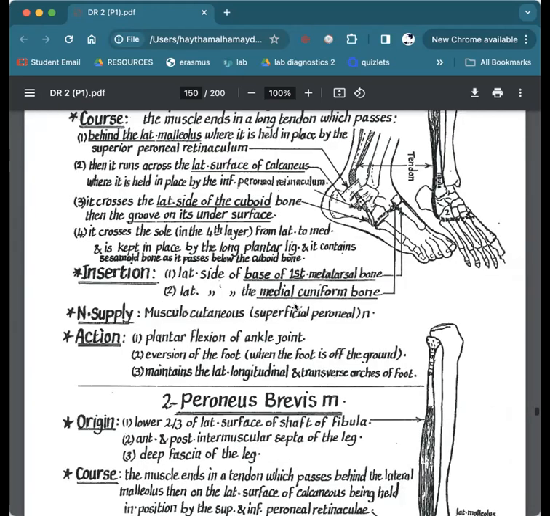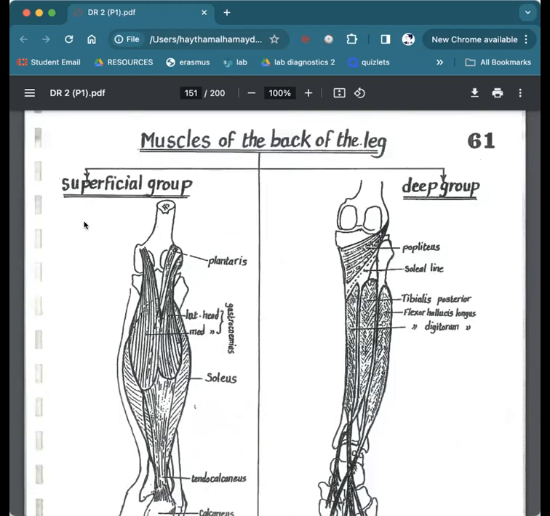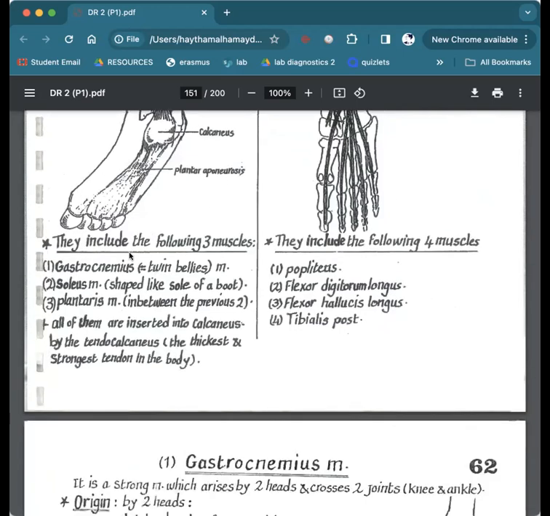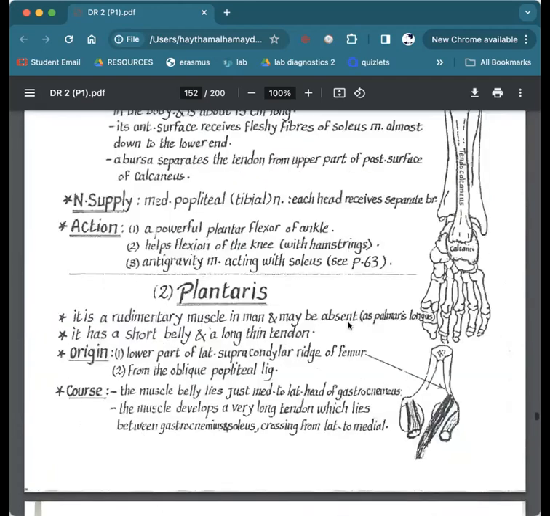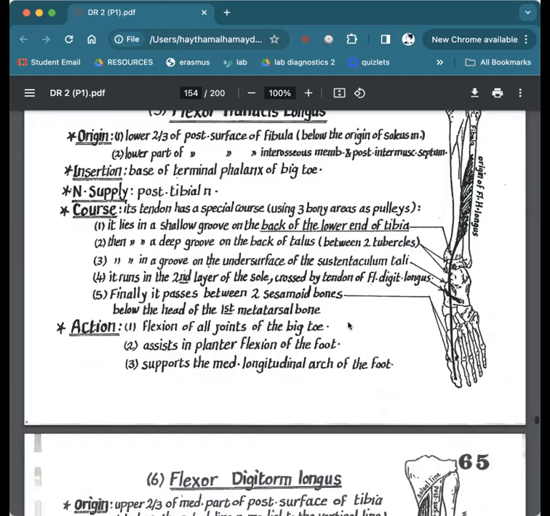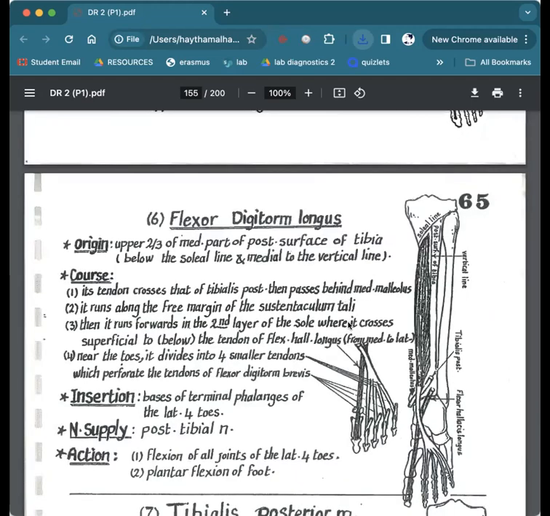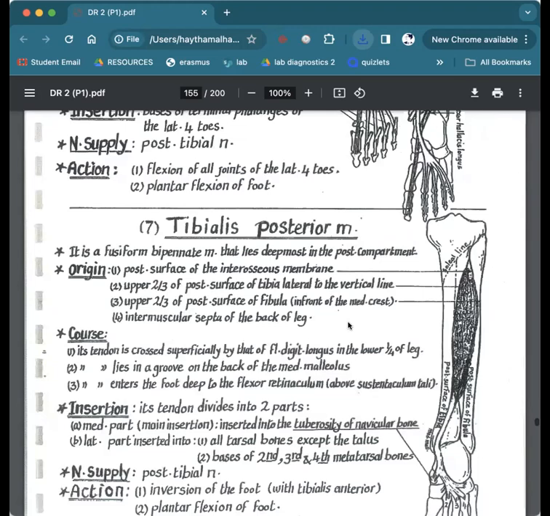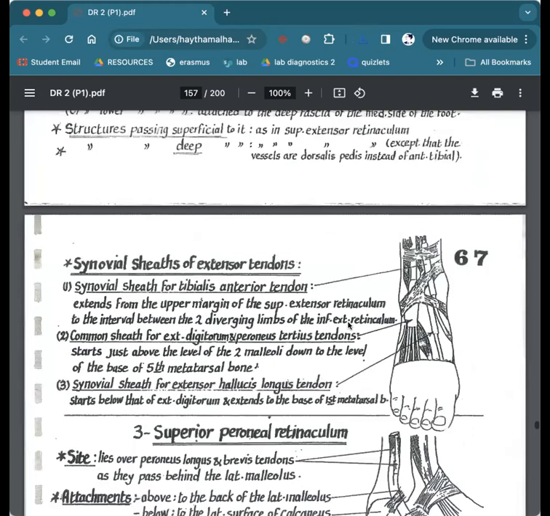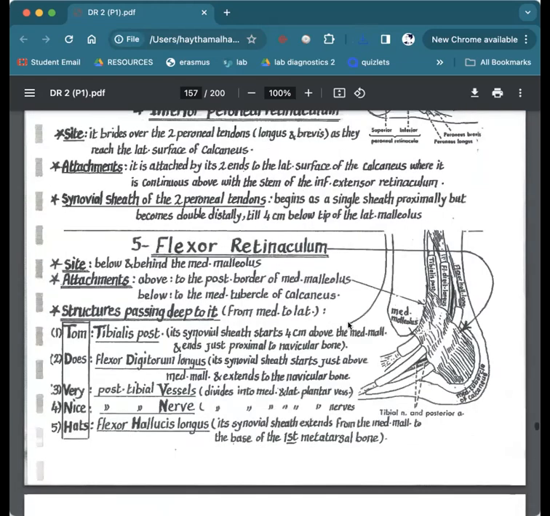Explains them details. And then we have muscles of the back of the leg. We said superficial and deep. And here they include the 3 muscles, gastrocnemius, soleus, and plantaris. And then you have popliteus, flexor digitorum longus, flexor hallucis longus, and tibialis posterior. And it explains them to you in very great details, which is very good for you. And this is the end of our point for muscles of the leg. Okay. Which is very, very good for you to be using those while studying.